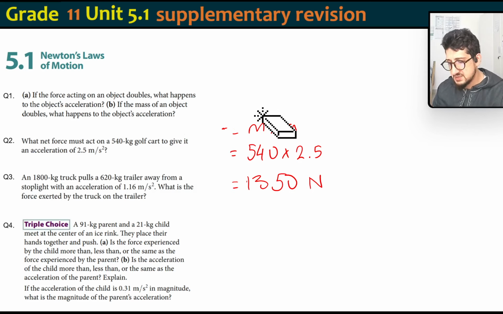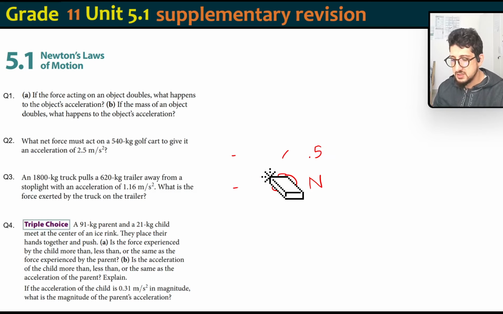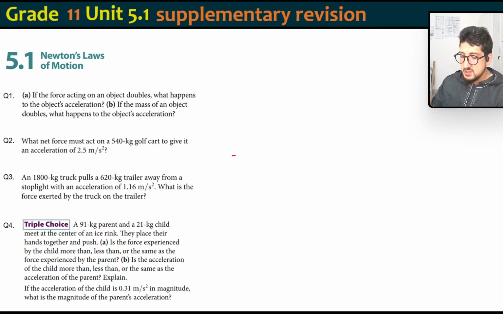Question 3 says, a 1,800 kilogram truck pulls a 620 kilogram trailer from the stoplight, so that means from 0, and accelerates at this much. What is the force exerted by the truck on the trailer? Now, this is a bit of a trick question because it doesn't really matter what the mass of the truck is. It's like saying if I'm pushing a box, does it matter what my mass is? No. What matters is the box. So that really doesn't matter.